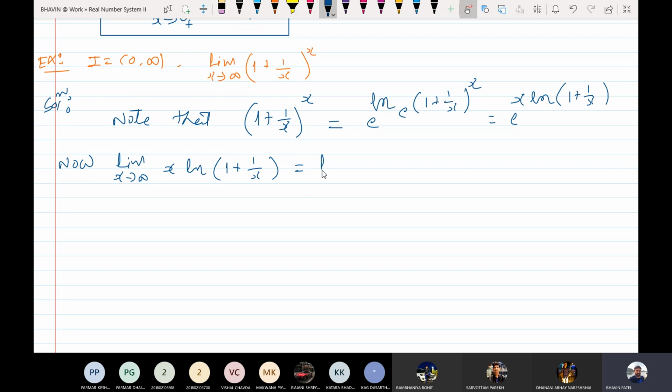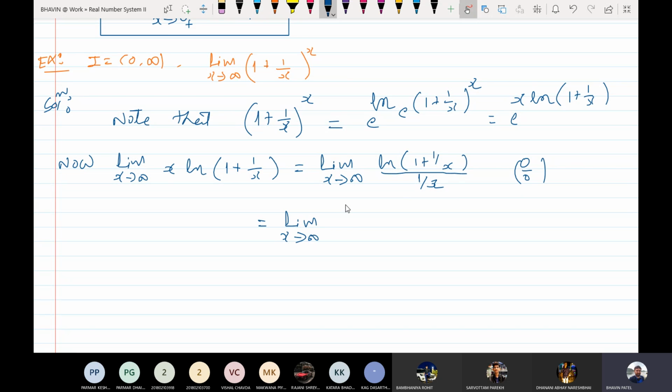So this is equal to, see, you can write it in this way: ln(1 plus 1 by x) upon 1 by x. Okay, now see, if x tends to infinity, 1 upon x tends to 0. So this is log 1, that is 0 by 0 form. Okay, now you can apply L'Hopital rule.